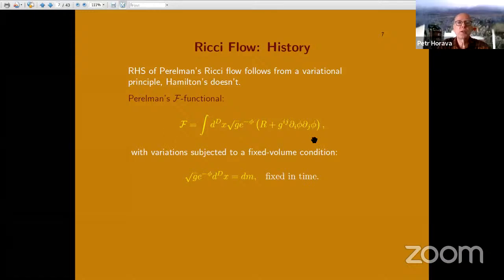So we just postulate this simple functional, and then we perform the variation of the metric and the scalar field, but not just an arbitrary variation. We constrain, following in Perelman's footsteps, the variations so that the measure defined here is held fixed in time. Once you put in this additional constraint, then you vary the F functional and you find the right-hand side of Perelman's flow equation.